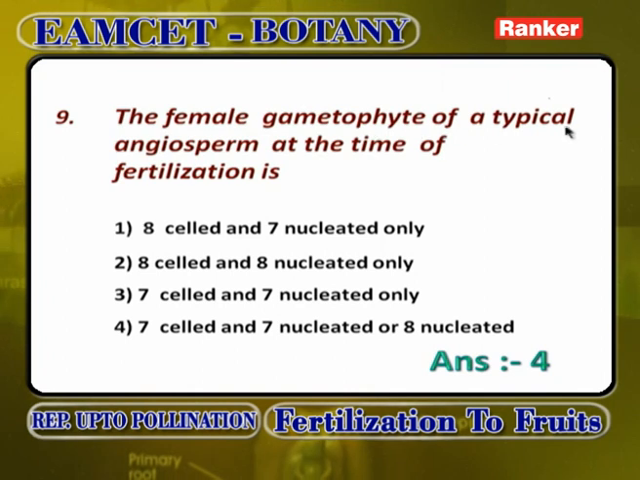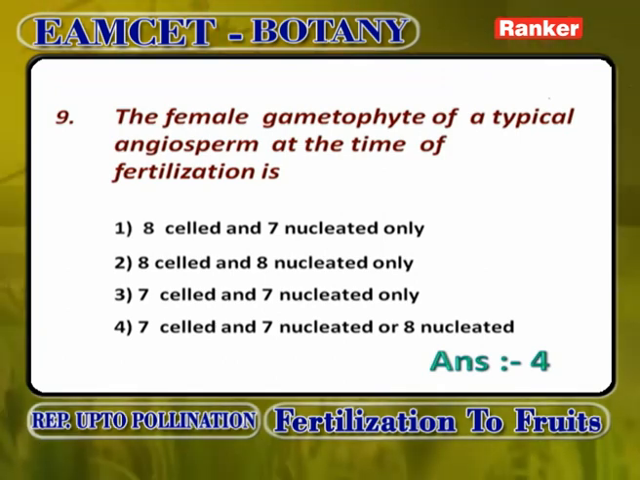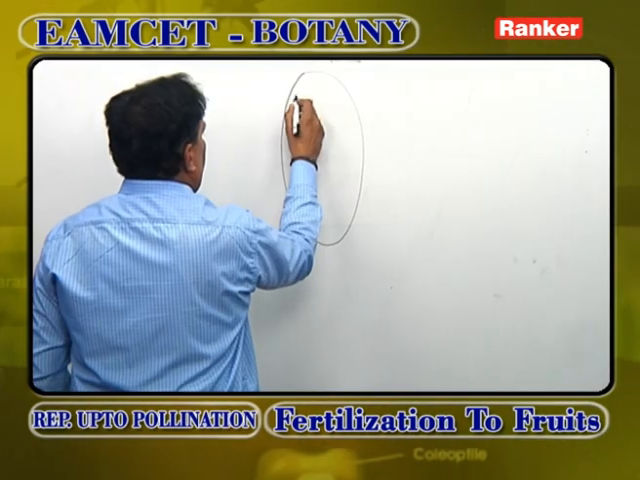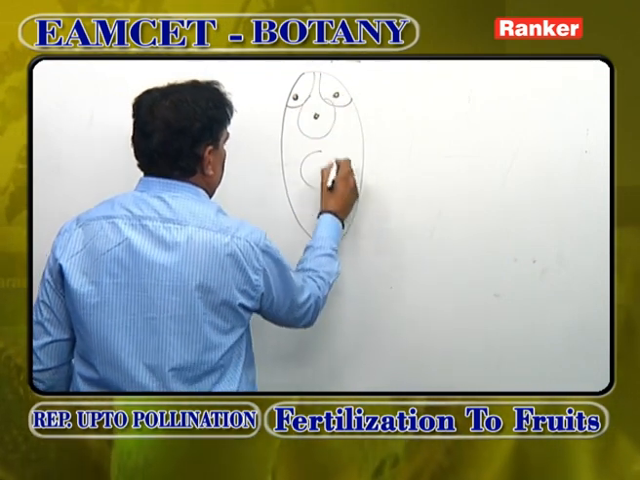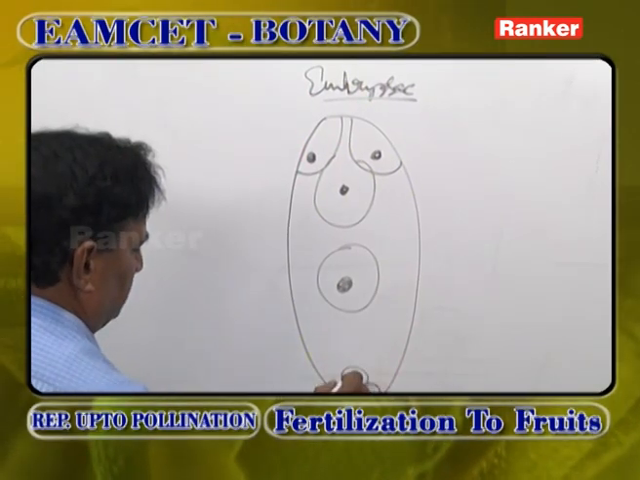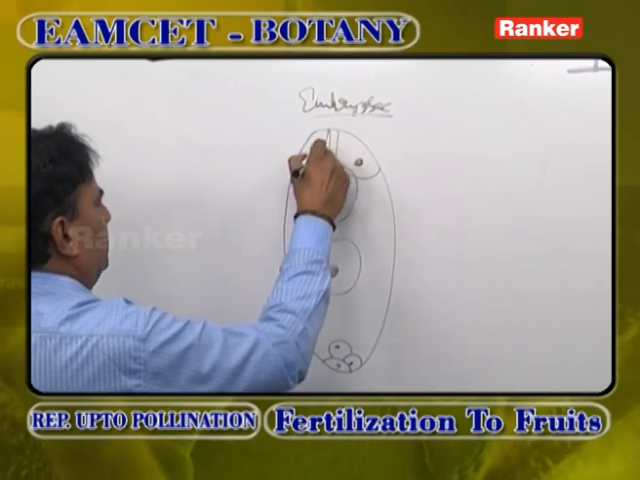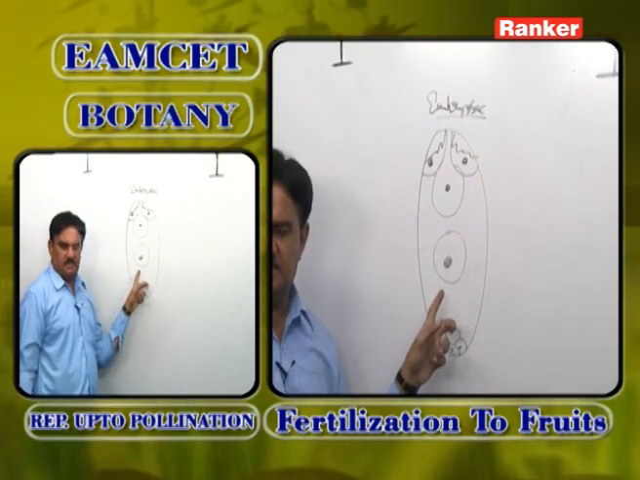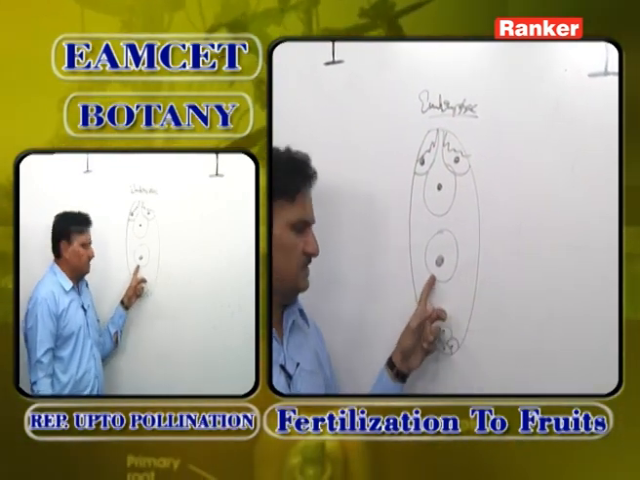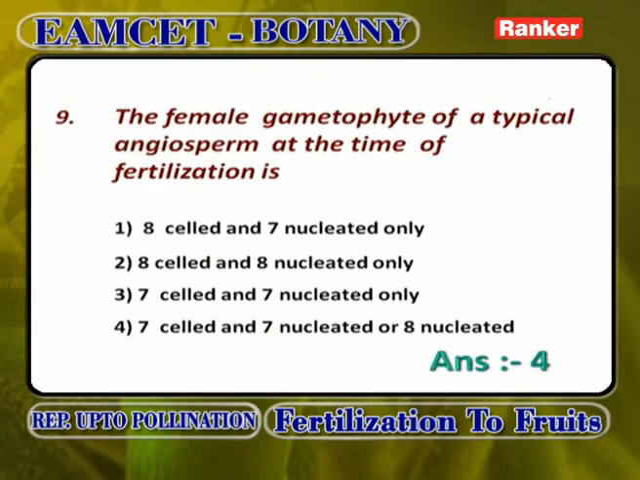The female gametophyte of a typical angiosperm at the time of fertilization means an embryo sac. The embryo sac at the time of fertilization shows types of cells. They are two synergids with filiform apparatus, one egg cell, both combinedly forming the egg apparatus, the central secondary nucleus or central cell formed by the fusion of polar nuclei, and three antipodals.